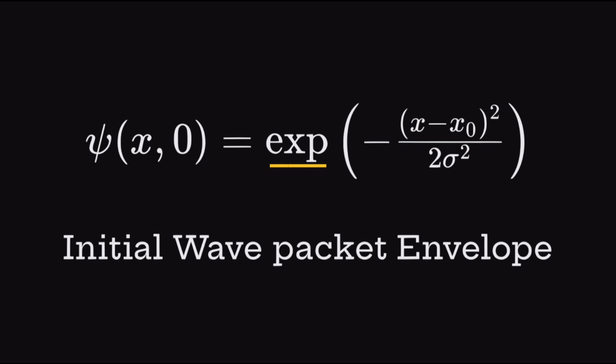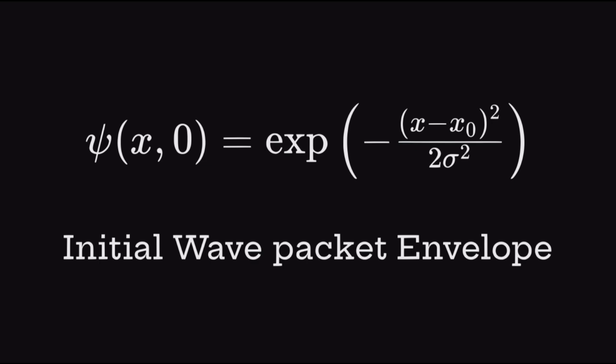This is e to the power, which represents the exponential function. In this case, it shapes the initial wave packet into a smooth, bell-like curve. This is x naught, the center of the wave packet, where the particle is most likely to be initially. This is sigma, and it controls the width of the wave packet. A smaller sigma creates a narrower wave packet, meaning the particle is more localized. The exponential term ensures the wave function starts as a smooth, bell-shaped curve centered around x naught.